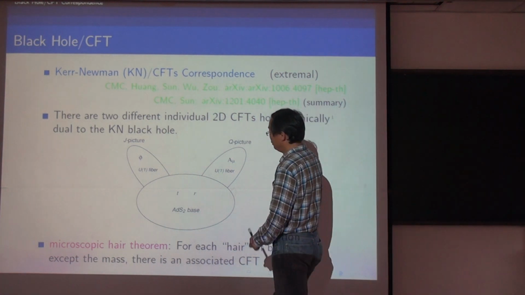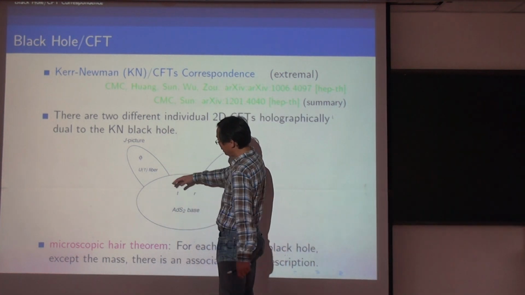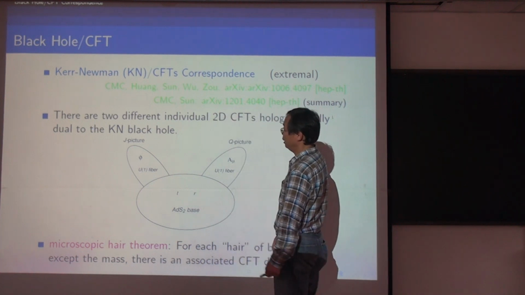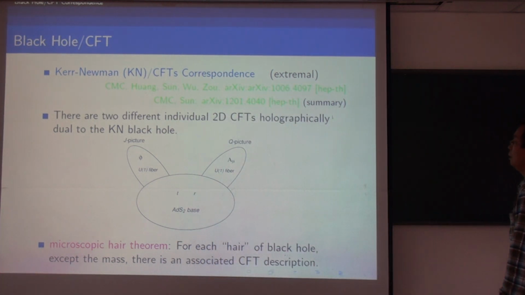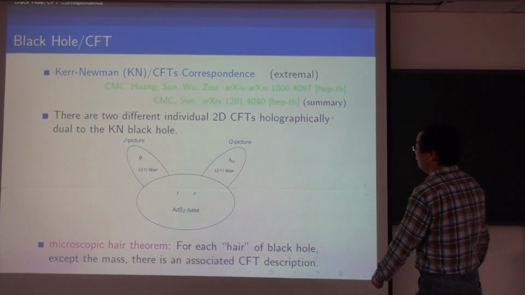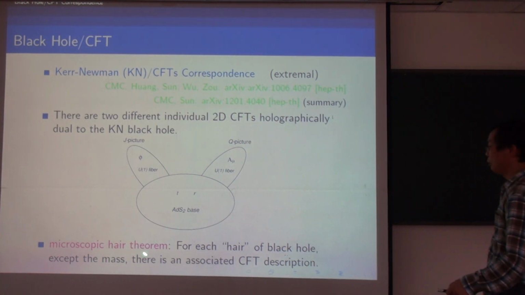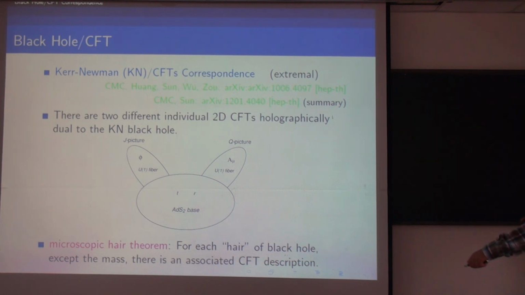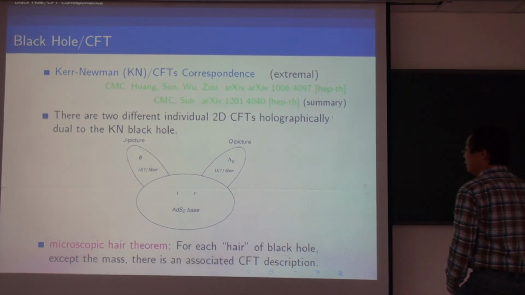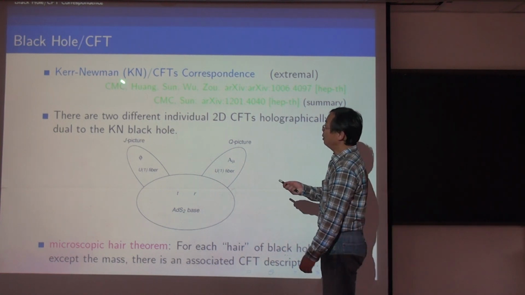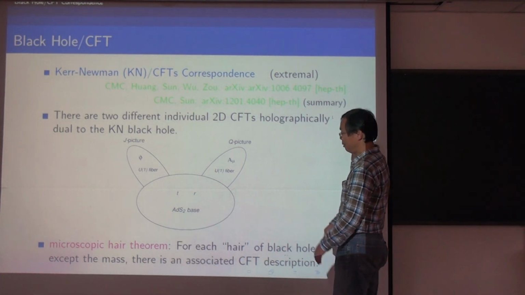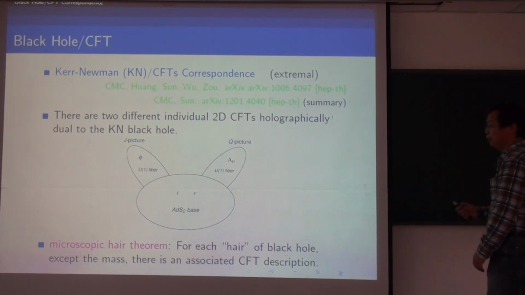With the detail, we also repeat the mechanism. So we can have two CFT descriptions of the Kerr-Newman black hole. Because this is the angular momentum description, we call this the J picture, and this is the charge description, we call this the Q picture. So we can have two equivalent CFTs with different central charge and temperature, but they both can reproduce the entropy of the Kerr-Newman black hole.